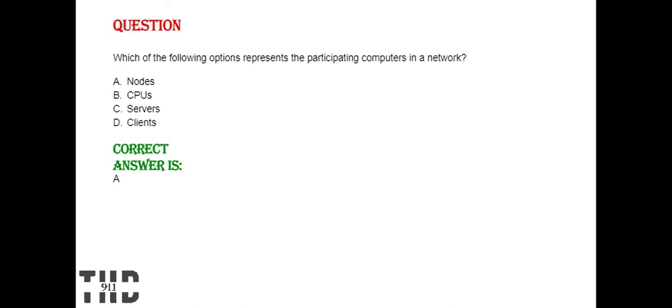Which of the following options represents the participating computers in a network? Option A, nodes. Option B, CPUs. Option C, servers. Option D, client. Correct answer is option A.